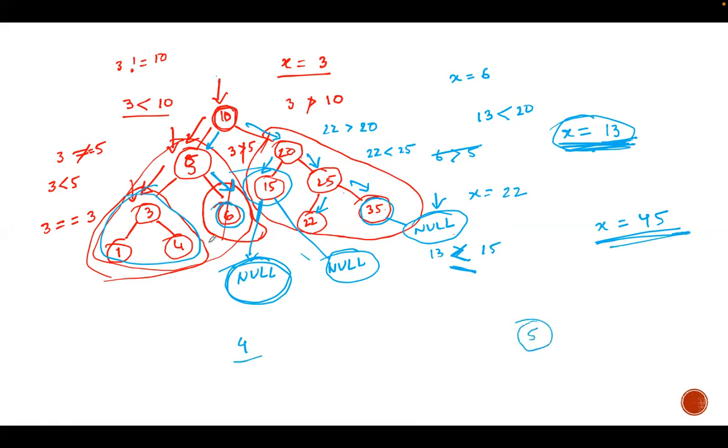Okay, and how many nodes are in this binary search tree? 1, 2, 3, 4, 5, 6, 7, 8, 9, 10, 11. So what happens here? If we want to find the runtime of the operation, does that depend on the number of nodes in the tree? It doesn't actually depend on the number of nodes in the tree. It depends on the height of the binary tree.